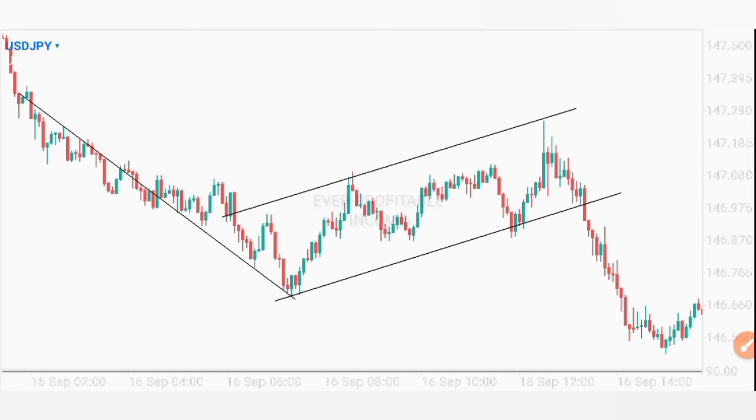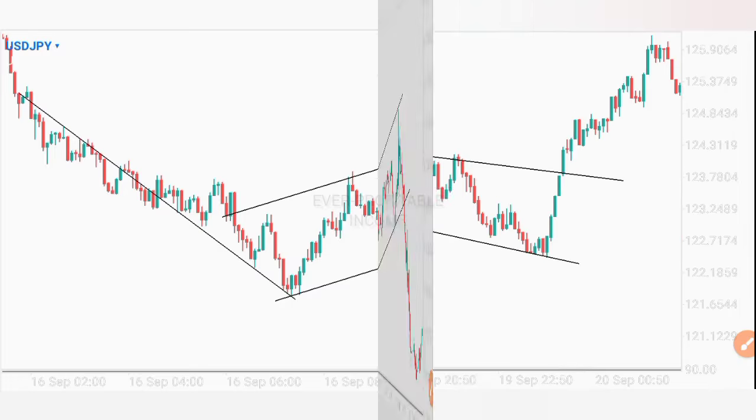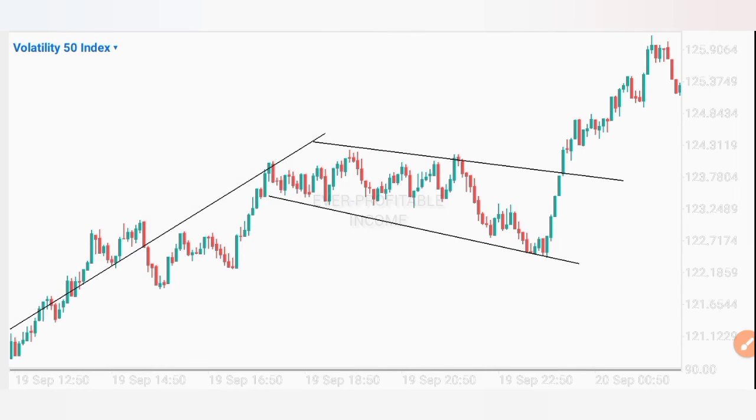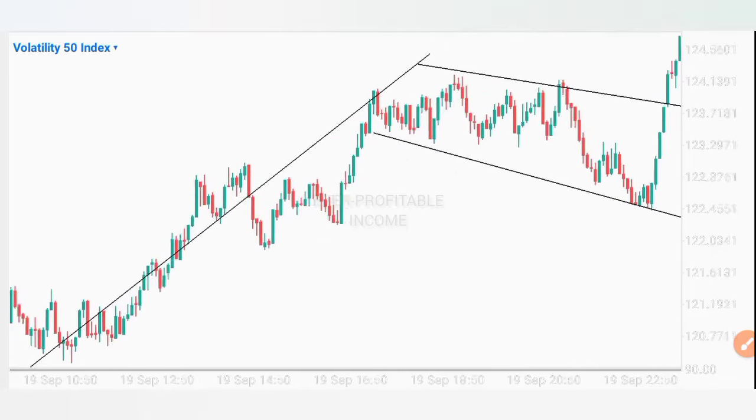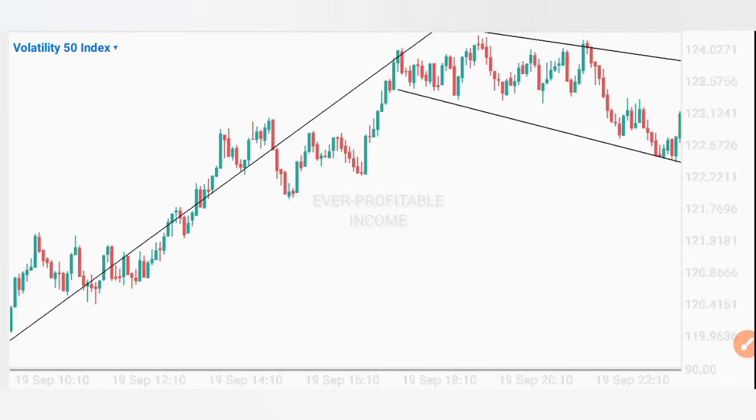Now, before we round off this lesson, I want to show you that you can use this strategy to trade any asset. This is your USD JPY, your currency pair. So we're going to check out your synthetic indices to see if you can trade with this pattern. This is your volatility indices. This is VIX 50, the volatility index. You can see a flag pattern occurred here. Can you see that? A flag pattern occurred here also.